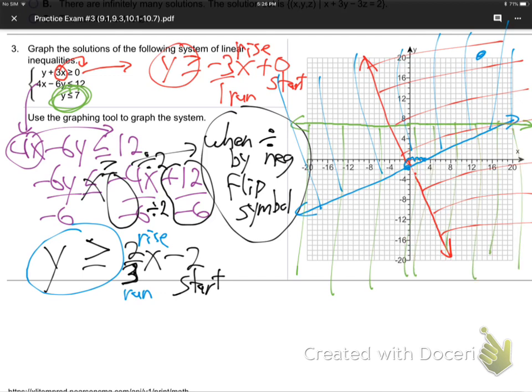So where do all three shadings overlap? Where do we see that? Right in here. That triangle is where all three shadings overlap. That's the answer to our question.